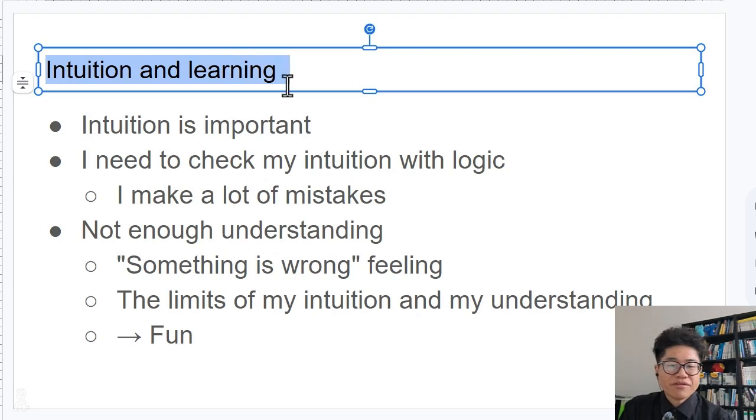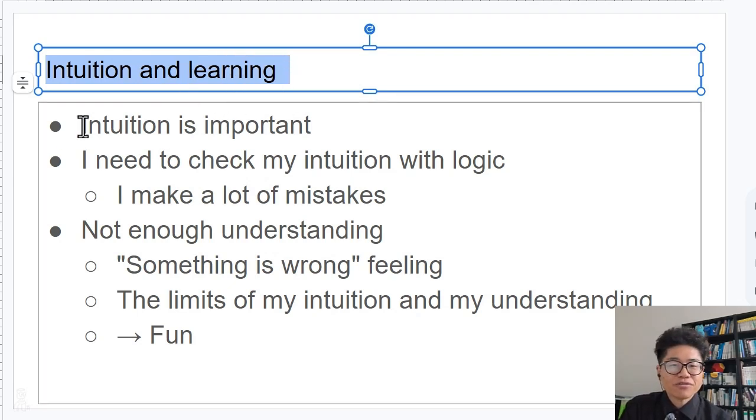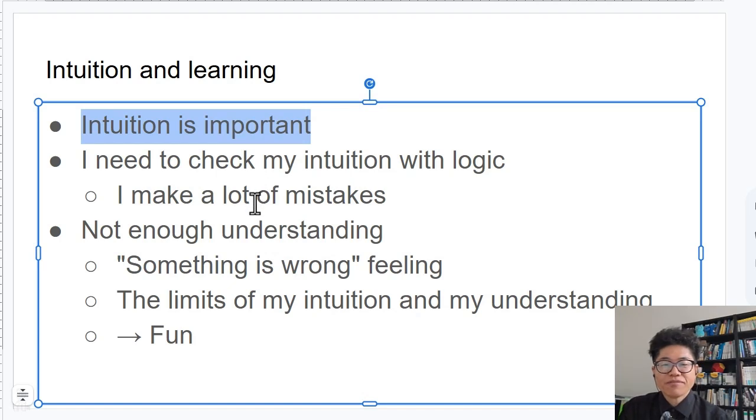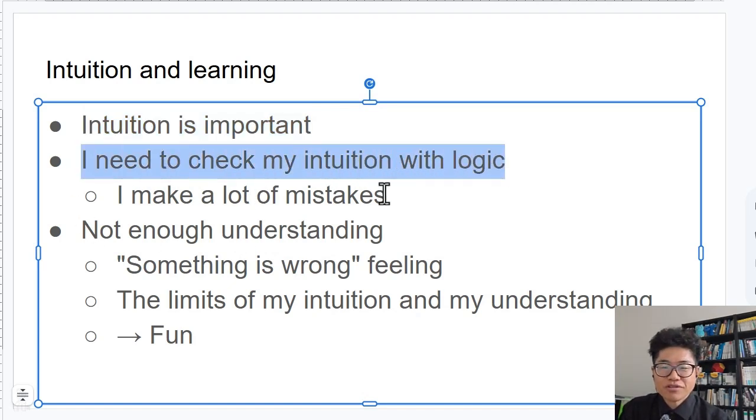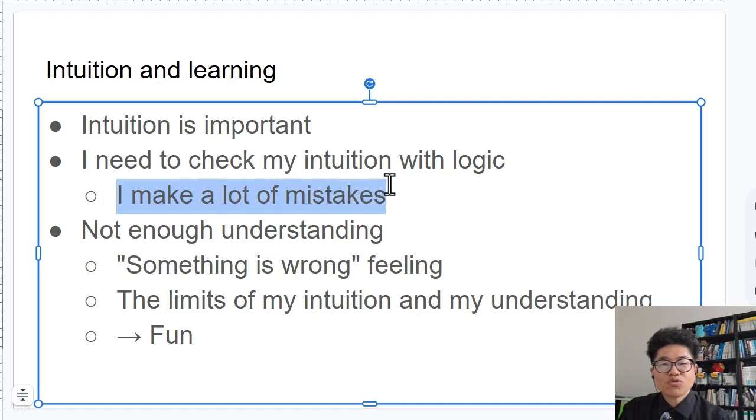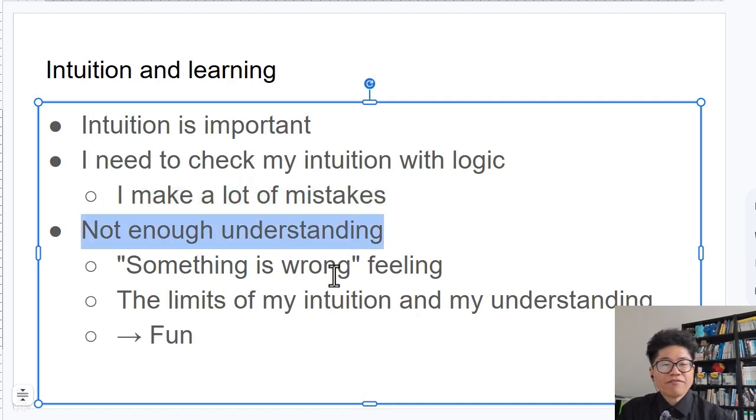Another theme in this video is intuition and learning. I value intuition. Intuition is important for me. But I need to check my intuition with logic. Because my intuition often goes wrong, I need to double check. Especially when I first encounter a new idea, my intuition often fails. Probably because my understanding is too shallow.